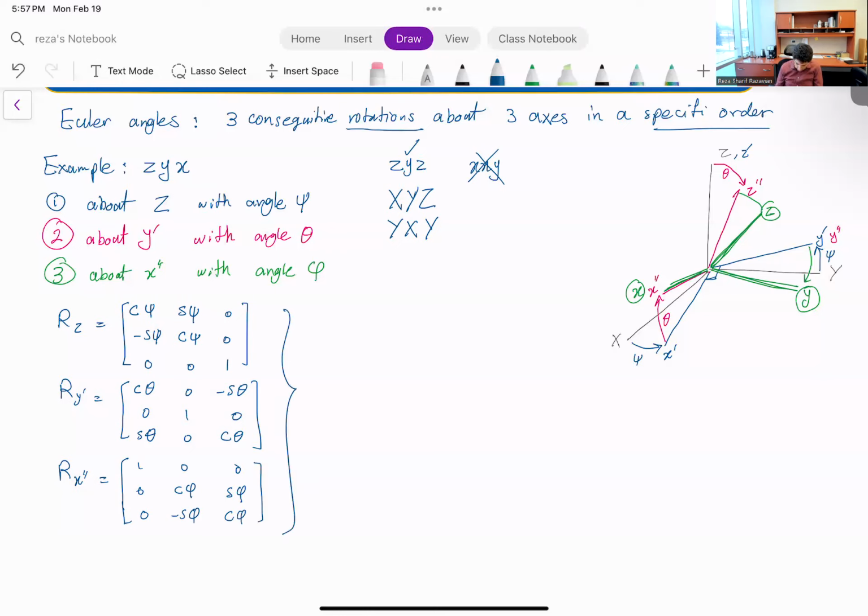And the total rotation matrix is, first you rotate about z, then you rotate what you end up with about this y prime, and then you rotate it about this x double prime. For this particular example, if you carry out the calculations, it's going to be long, so feel free to skip until I finish writing.